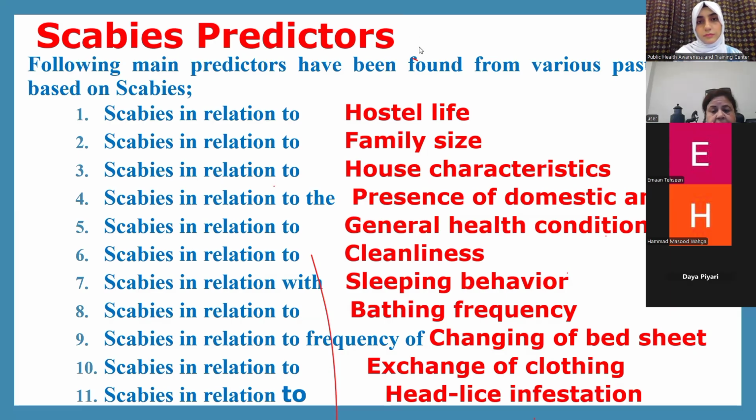Cleanliness, sleeping behavior, bathing frequency, how many times you bathe in a week, changing of bed sheets, how many times you change the bed sheets, exchange of clothing, and head lice infestations. So we are discussing here scabies in relation to hostel life for hostel students. Scabies predictors are hostel life, family size, house characteristics, how many rooms in the house. Of course, if there is one room in a house and most of the siblings are living very closely in crowded conditions, or have domestic animals, or sleeping behavior, it's also a predictor. Bathing frequency, exchange of clothing and changing of bed sheets. Next, please.